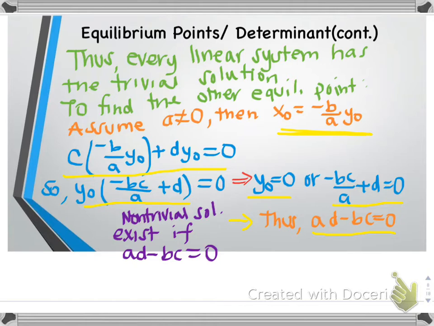But what this tells us is that we have a non-trivial solution if and only if AD minus BC equals 0. Okay?